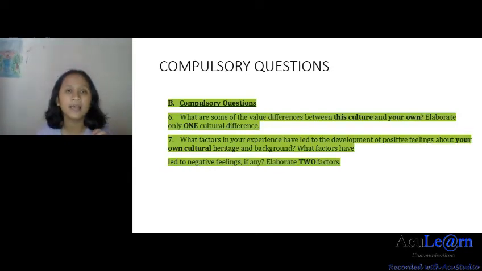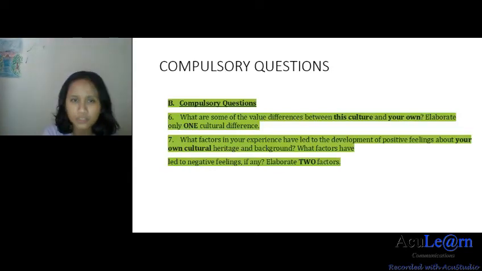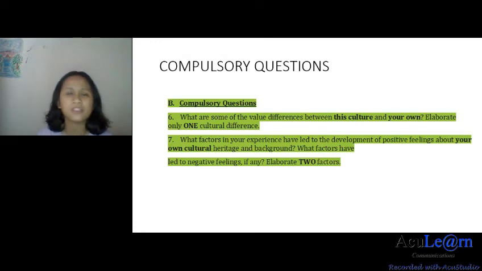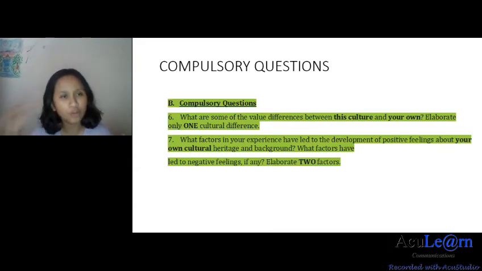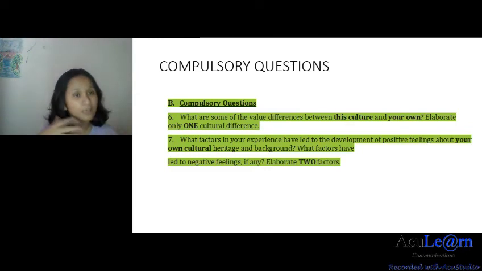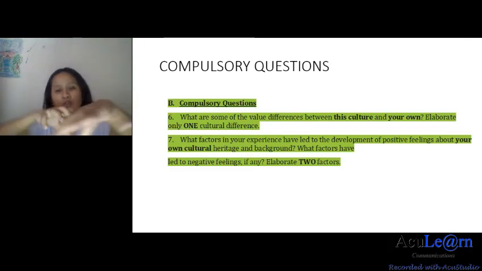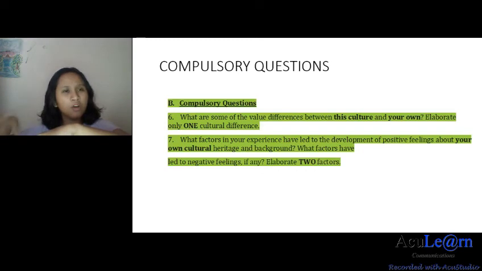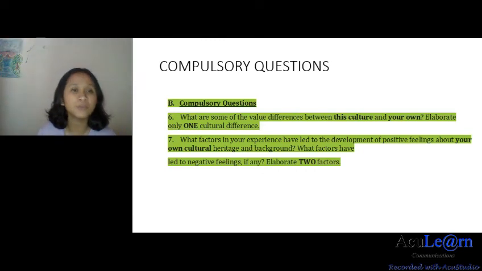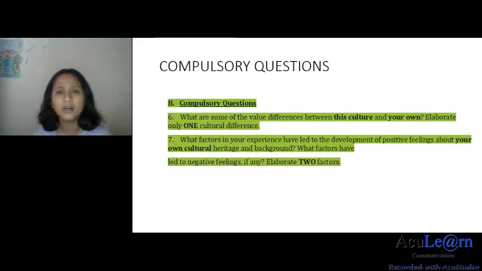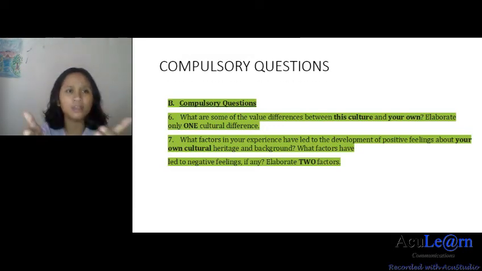So you choose three questions from this section and answer them in your report. The compulsory questions are these two. First, what are some of the value differences between this culture and your own? For example, if you choose Malay culture and in your group you have a Chinese culture and an Indian culture, you can compare the culture that you choose with the cultures your team members have. Make sure to discuss back and forth and exchange ideas on how to answer the questions required for the report.